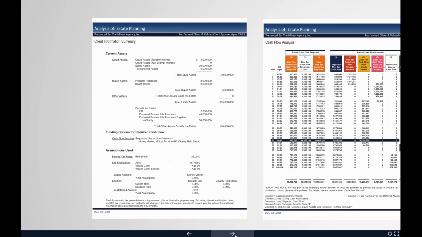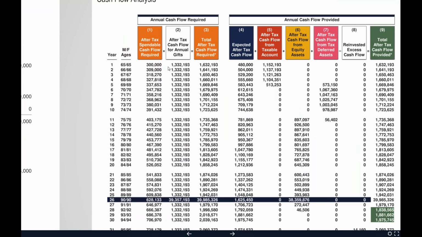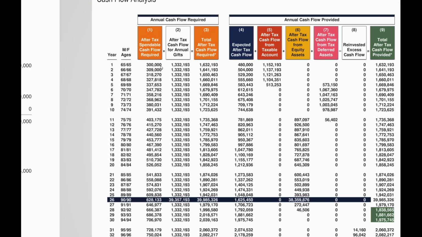Okay, now here's the cash flow analysis. The client told us that they needed approximately $300,000 in today's funds to fund their current lifestyle.